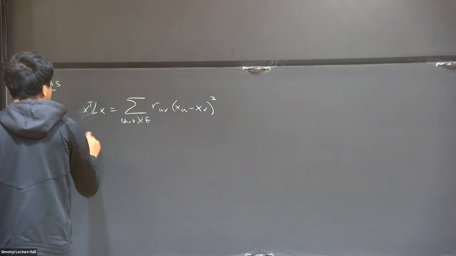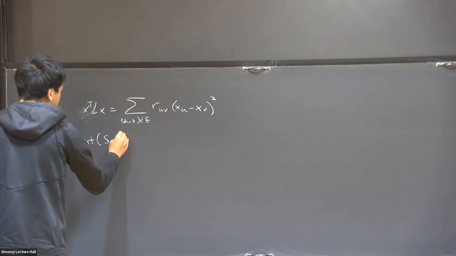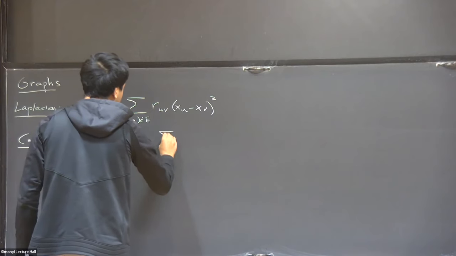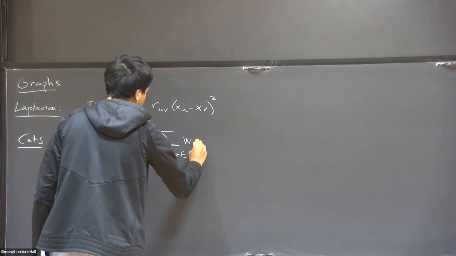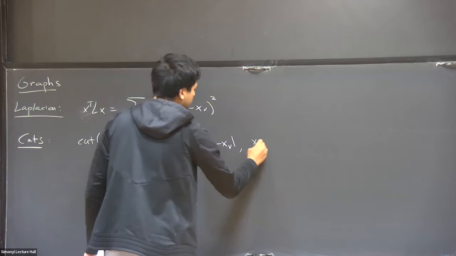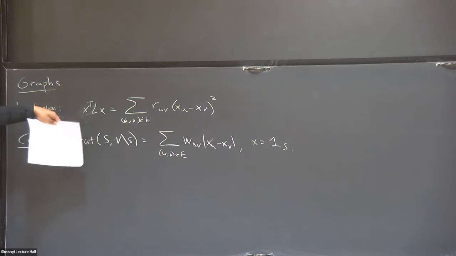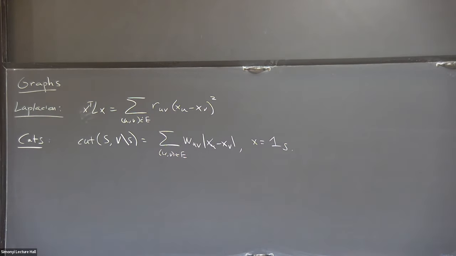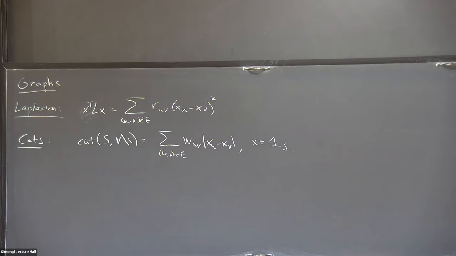So the graph cut corresponding to a set S to V minus S would be the sum over UV in E of the weight of UV times |XU minus XV|. And here, X is the indicator vector of the set S. So as you can see, the graph cuts also have the same form. So a cut sparsifier, where you find a graph that has all the same cuts up to a constant, is exactly that. And notice that this just generalizes that.